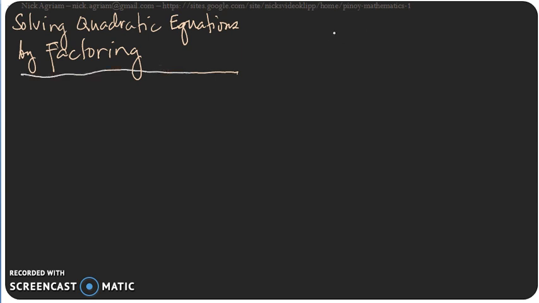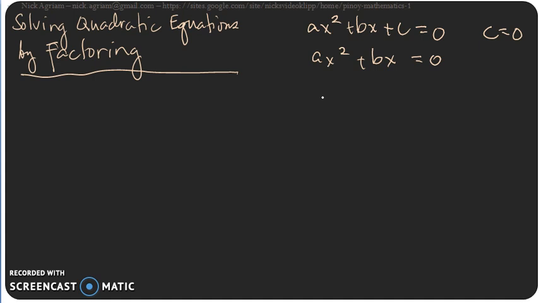If your quadratic equation looks like this, ax squared plus bx is equal to 0, I might rather write first the general form. So this is a quadratic equation in general form. When c is equal to 0, then you have ax squared plus bx is equal to 0. And the easiest way to solve this kind of equation is by factoring.